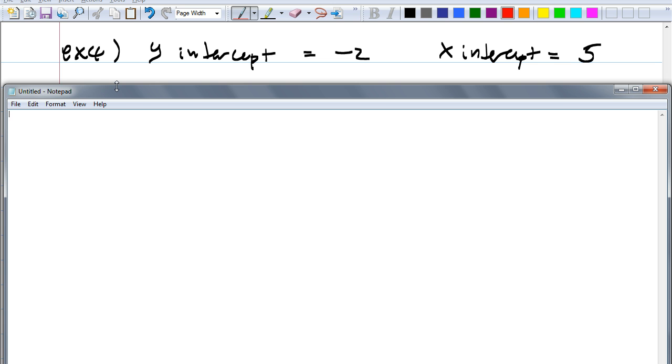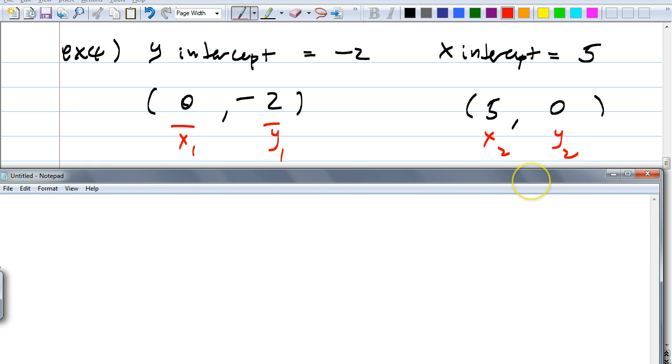Because what do they mean by y-intercept equals -2? What is the ordered pair? Yes, Kira? (0, -2) is correct. And when they say x-intercept equals 5, what is the ordered pair? (5, 0). You see? This is the exact same thing as example 3, where they gave us 2 points. Instead of giving us 2 points, they give us the y-intercept and the x-intercept, and we know what the ordered pairs for these are.